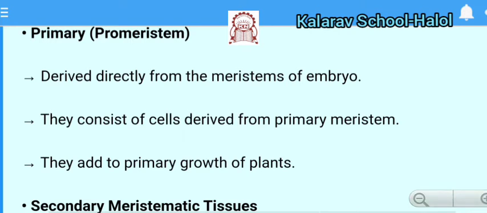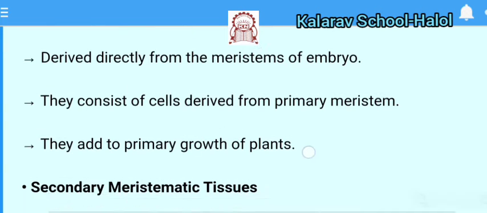So mainly the promeristem is starting from, as the name indicates, pro or primary, meaning initial state. So it starts from meristem of embryo. So it helps in cell division. So it helps in growth of plants.